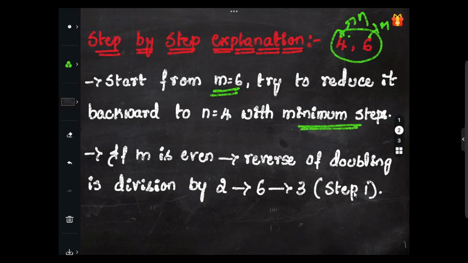So if m is even, here we have the number 6, right? If m is even, the reverse of doubling is division by 2. So what we will do with 6 is 6 by 2. This will be 3. Reverse of doubling is division by 2. So 6 becomes 3, meaning 6 by 2 basically. We are getting the answer 3 here.